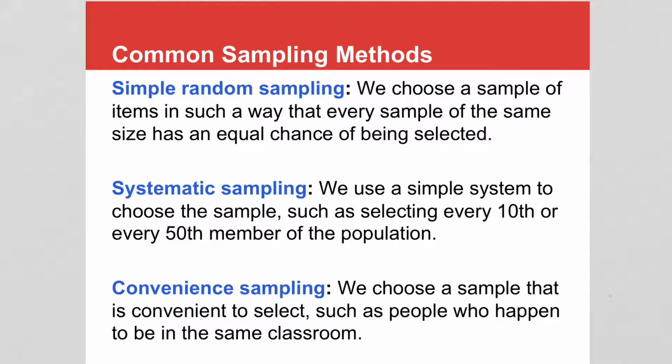Convenient sampling. We choose a sample that is convenient to select, such as people who happen to be in the same classroom. So if we were trying to make some conclusions on the population of the entire community college, okay, then a convenient sampling would be just asking people in your classroom. That would be easy. And hopefully they would be a fairly good representation of everyone.